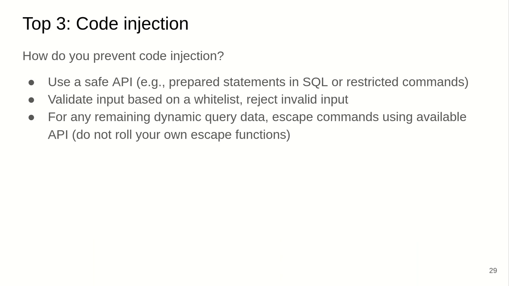So how do you prevent code injection? Use a safe API, such as prepared SQL statements or restricted commands for command injection. You validate the input based on an allow list, and you reject any kind of invalid inputs. For any remaining dynamic query data, you escape commands using available API, and you should never roll your own escape functions.